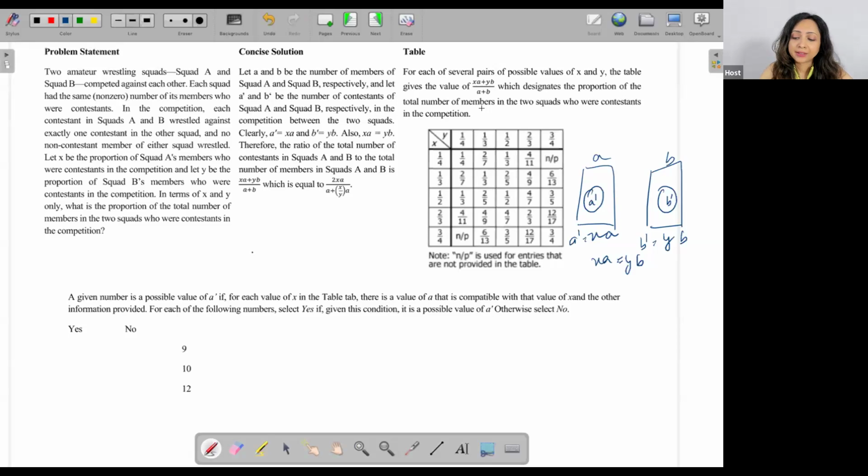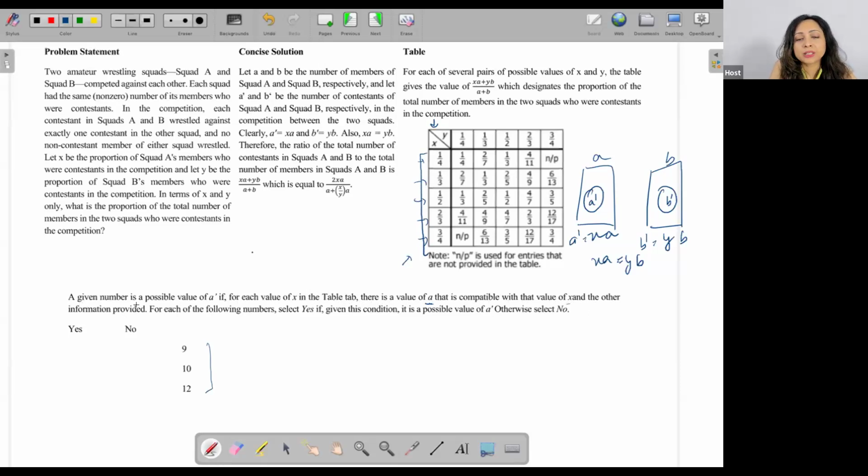Okay, a given number is a possible value of A dash if, so essentially, perhaps we're looking at these as values of A dash, okay? If for each value of X in the table tab, so this is our table tab, these are our values of X, in the first column, there is a value of A that is compatible with that value of X and the other information provided.